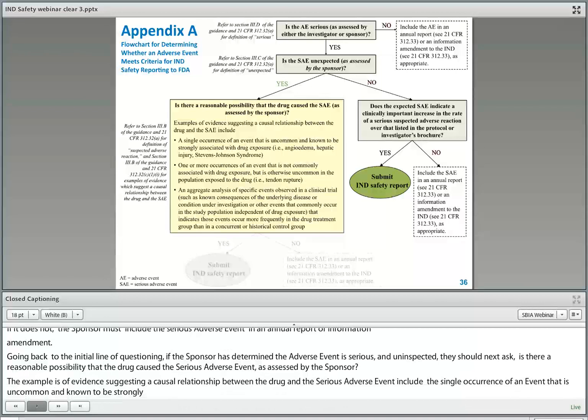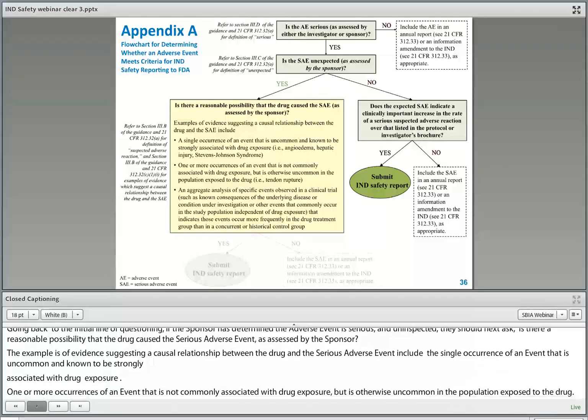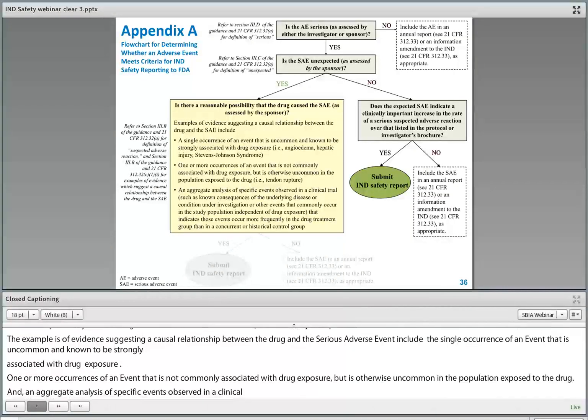and an aggregate analysis of specific events observed in a clinical trial, such as known consequences of the underlying disease or condition under investigation or other events that commonly occur in the study population independent of drug exposure, that indicates those events occur more frequently in the drug treatment group than in a concurrent or historical control group.